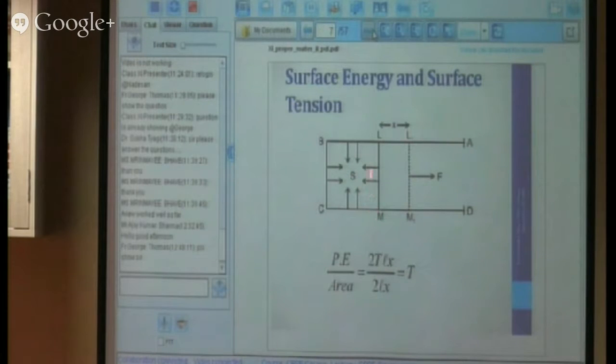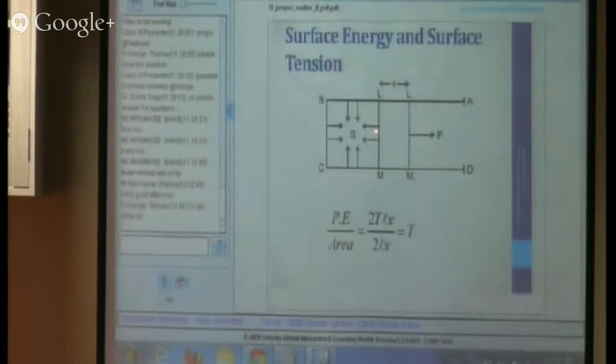If this is a slider, and I'm pushing it to this side, I find that it is not easy for me to pull it. Because of the surface tension, from all ends, this liquid is trying to make the area as minimum as possible. So I have to do some work. My work goes in the form of what we call potential energy. If I'm doing work to stretch the film, my work goes into potential energy.